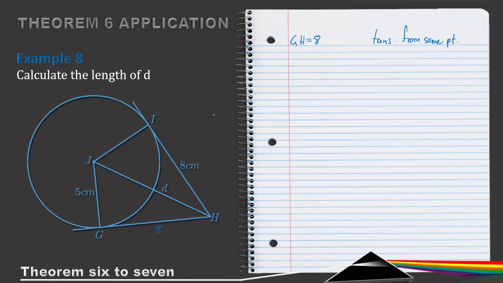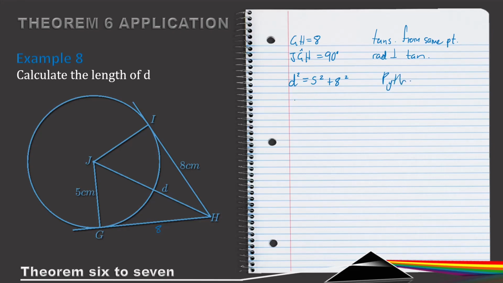Okay, and then I'm going to say that angle JGH is equal to 90 degrees because the radius is perpendicular to the tangent. And then we can use Pythagoras. So we're going to say that d squared is equal to 5 squared plus 8 squared. And our reason is Pythagoras.